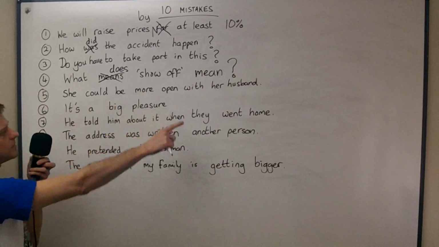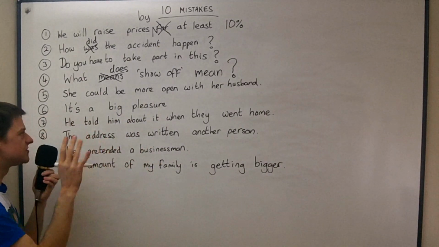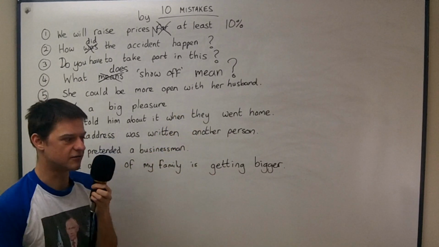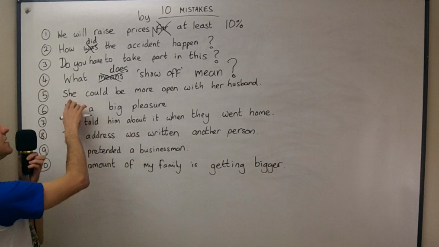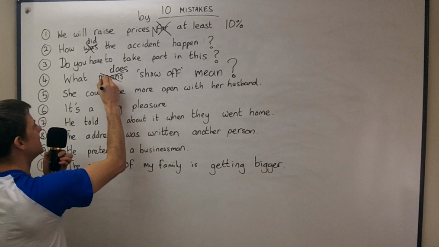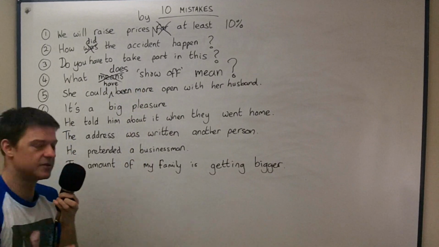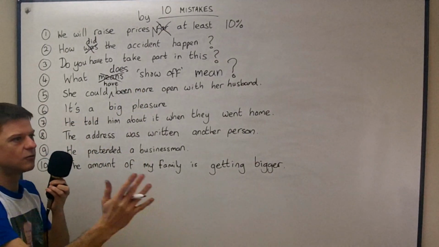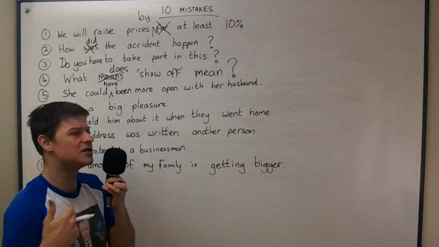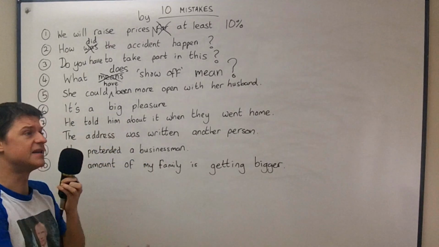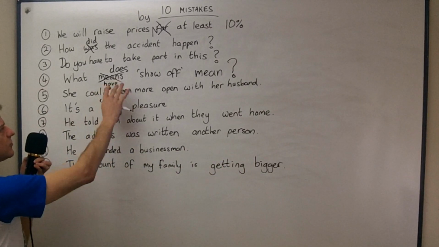Okay, number 5, she could be more open with her husband is correct. It's correct, okay? But in the situation when the student said it, it was incorrect because she was talking about a situation in the past. And so it shouldn't be she could be more open with her husband. It must be she could have been more open with her husband, because that is the past modal form. Maybe she should have been more open with her husband. And if she had been more open, things would have been better. So you can see those past modal forms there.